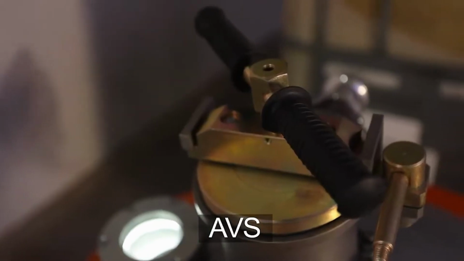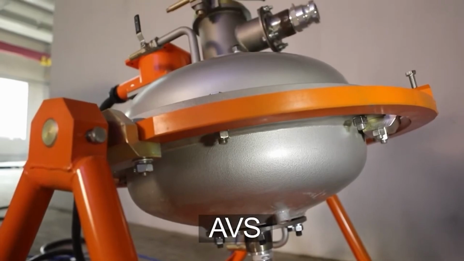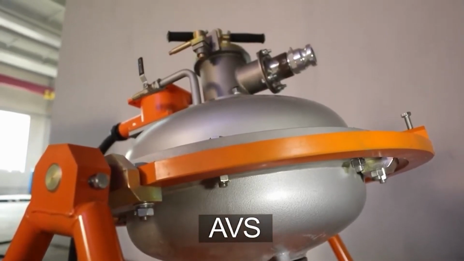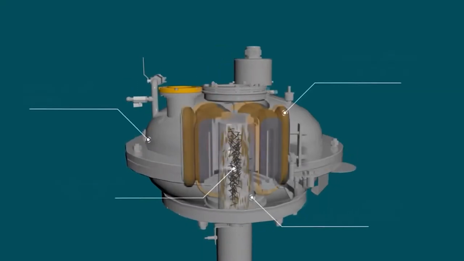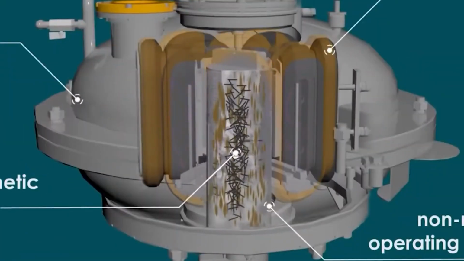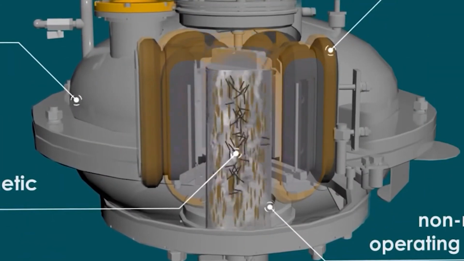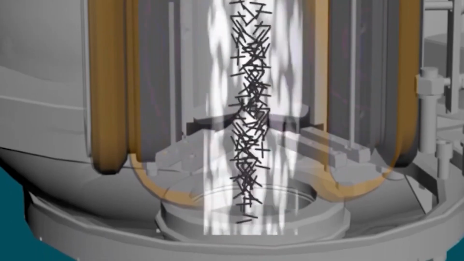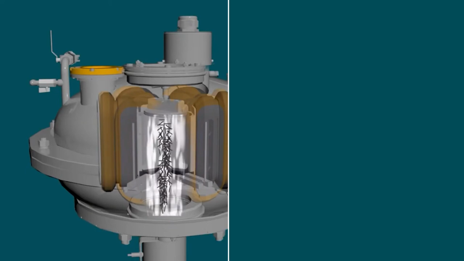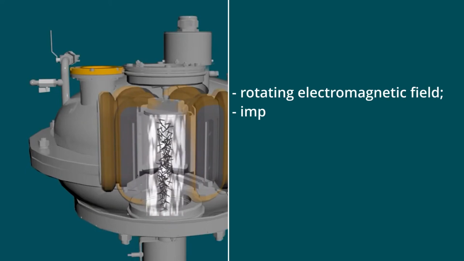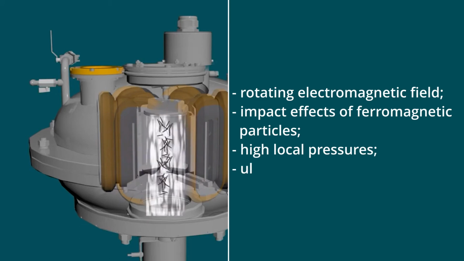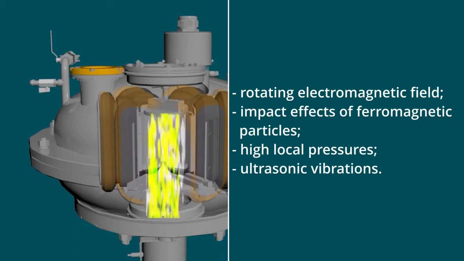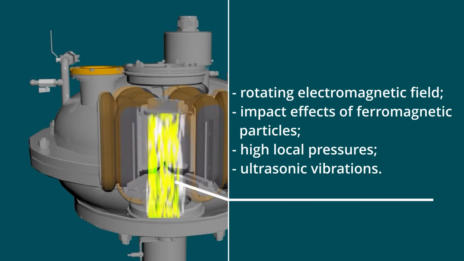The main components of the device include a rotating electromagnetic field inductor, an operating chamber made of non-magnetic material, and ferromagnetic particles. After voltage has been applied to the inductor winding, a rotating electromagnetic field is induced in the operating chamber. Driven by this field, the ferromagnetic particles start moving and colliding with one another and with the operating chamber walls. This results in generating a vortex layer wherein there occur phenomena that influence process substances and include the following: rotating electromagnetic field, impact effects of ferromagnetic particles, high local pressures, ultrasonic vibrations, etc.